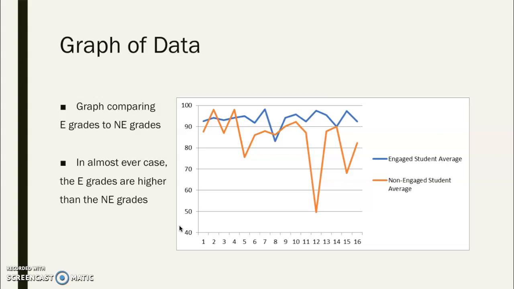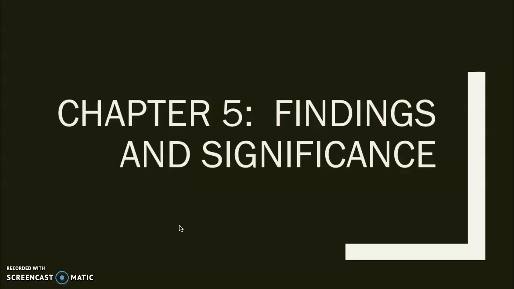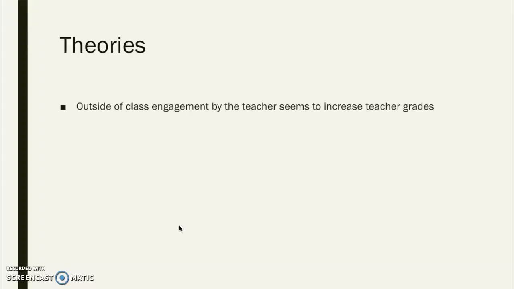Okay, so now let's get into some findings and significance. What does this mean for our research? It seems that outside of class engagement by the teachers seems to increase, that should say student grades. Outside of class engagement seems to increase student grades. A couple of tentative theories here.